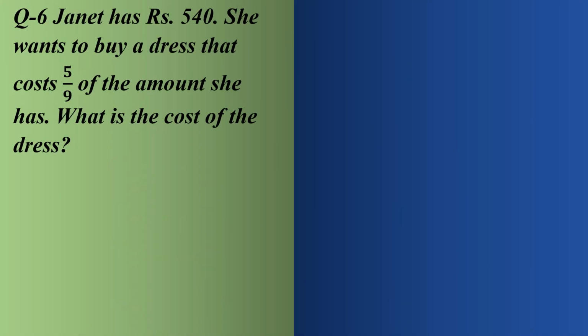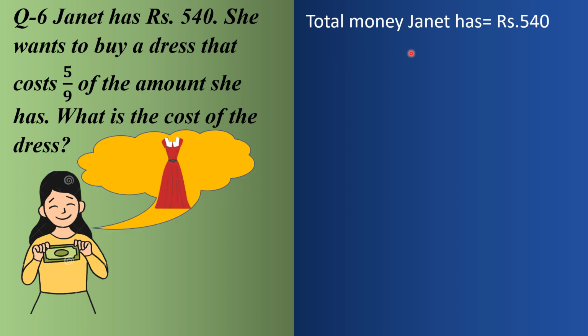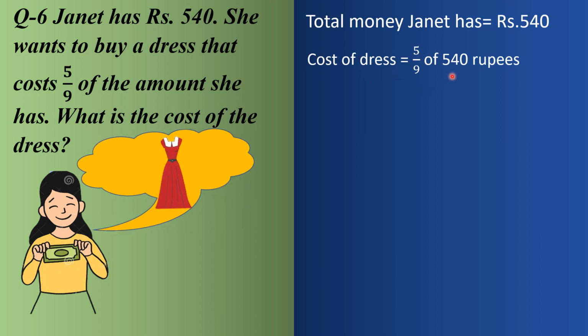Next question is, Janet has rupees 540. She wants to buy a dress that costs rupees 5 by 9 of the amount she has. What is the cost of the dress? So here we know that total money Janet has equals to rupees 540 and cost of the dress equals to 5 by 9 of 540 rupees. So we will just solve this. Just replace of by the sign of multiplication. 5 by 9 multiply 540 rupees.